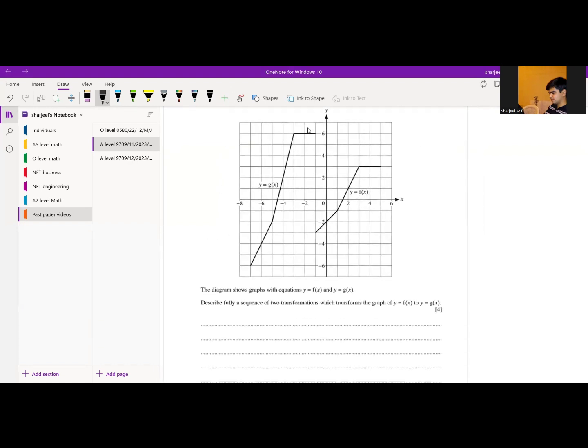For question number 3, they have given us two graphs of f(x) and g(x). They have asked us to find a sequence of two transformations which transforms f(x) to g(x). Okay. Now look at the graphs. So there is a horizontal motion from left to right. So this means translation is involved. And the other thing is, if you focus on this point, you will see the graph of g(x) is stretched in the y direction.